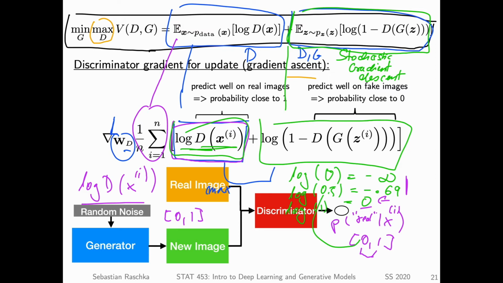So what we want for this part is a probability close to 1, which translates to a discriminator that predicts well on real images. Assuming it gets a real image here, the objective is maximized if it makes a correct prediction. Okay, so that was the left part of this equation. Now let's take a look at the right part here.